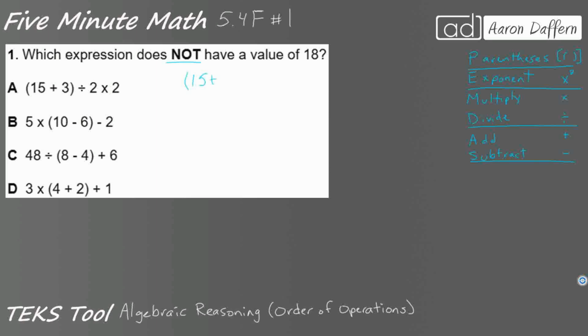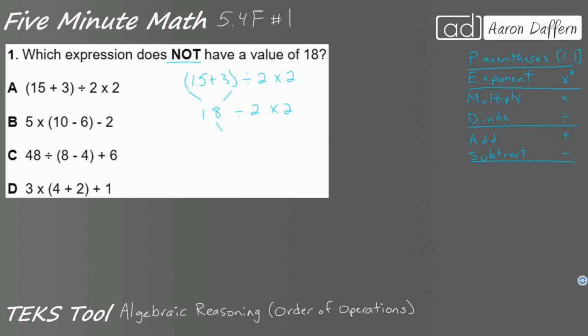15 plus 3 divided by 2 times 2. All right, parentheses first. So let's deal with this right here. Within the parentheses, we only have one operation, so we're just going to add those two. So we're going to end up with 18 divided by 2 times 2. Well, what's funny, look at that, divided by 2 times 2. This is going to end up canceling each other out. When you divide by 2 and you multiply by 2, that's the inverse of each other.